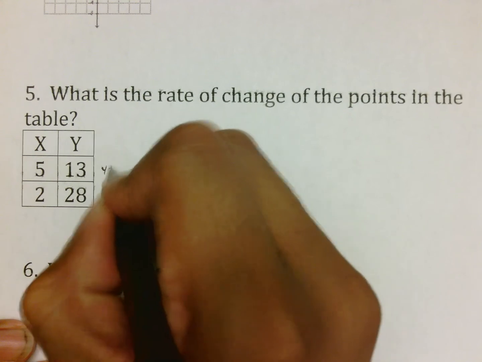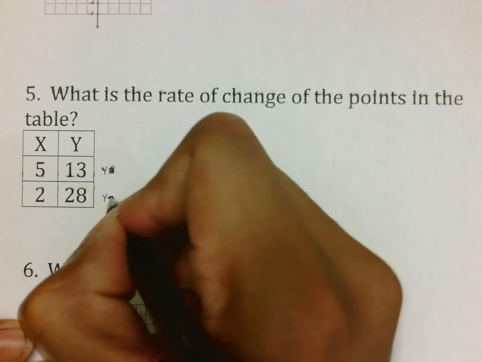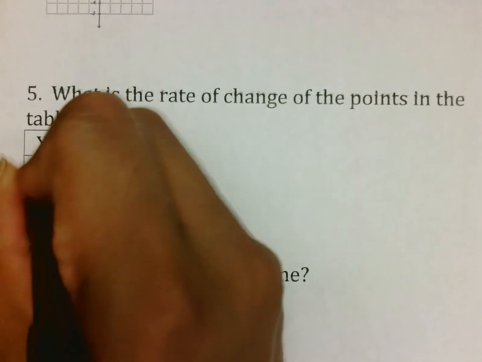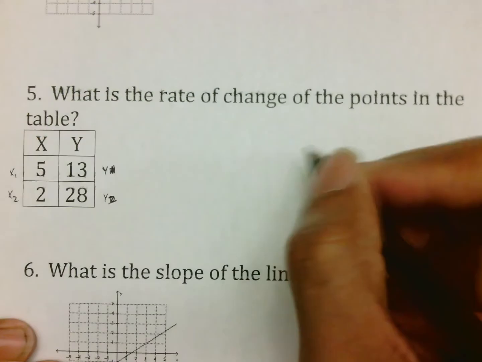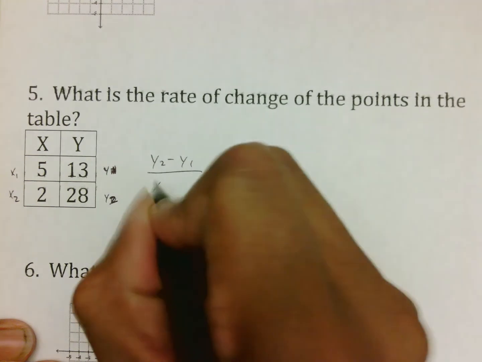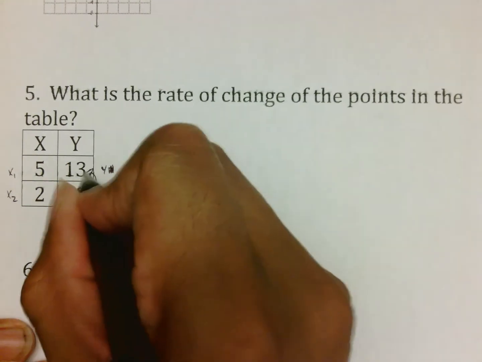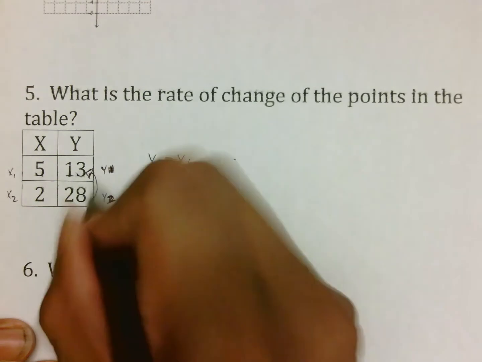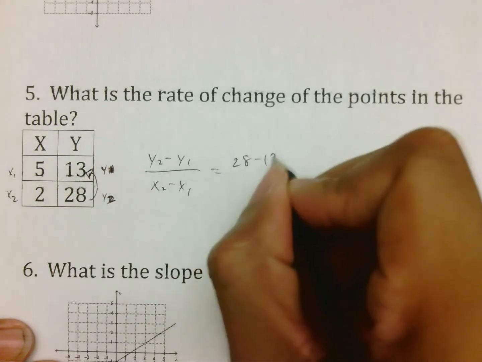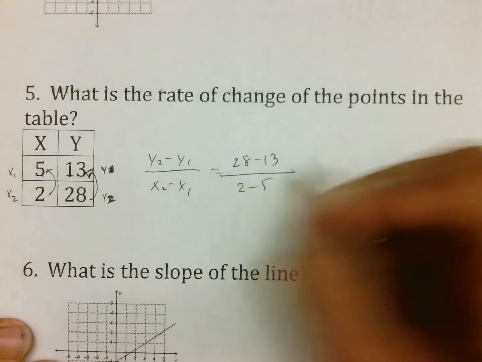That means y1 and y2, because that's the first y on the list, this is the second y on the list. This is x1 and this is x2. We learned that the formula is y2 minus y1 over x2 minus x1, which we learned from muscle memory just means do this number minus that number, which is 28 minus 13 over this minus that, which is 2 minus 5.